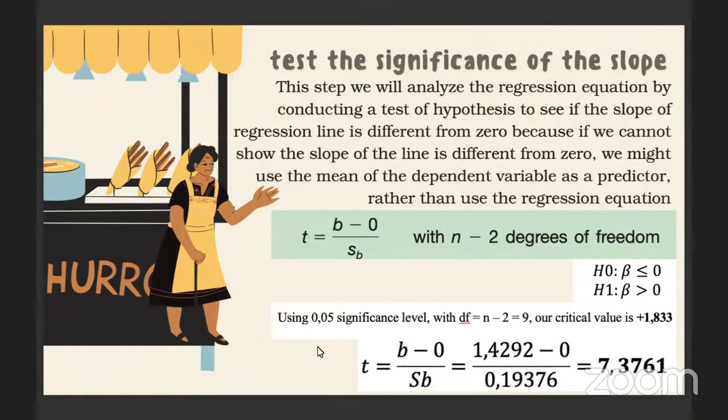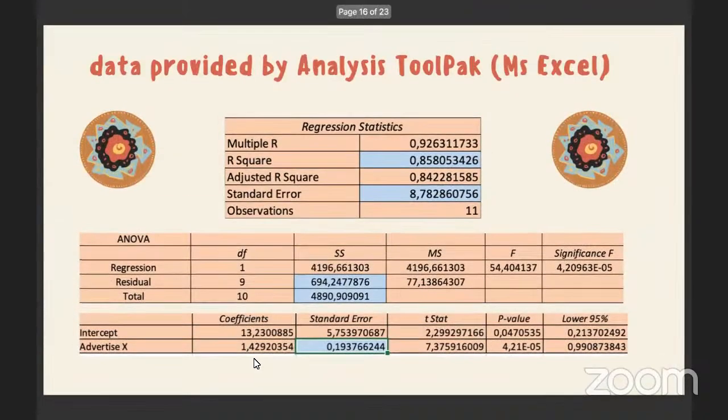Now we're gonna test the significance of the slope. In this step, we will analyze the regression equation by conducting a test of hypothesis to see if the slope of the regression line is different from 0. Because if we cannot show the slope of the line is different from 0, we might use the mean of the dependent variable as a predictor rather than use the regression equation. So the formula is t equals b minus 0 divided by the standard error of the slope estimated. It is the value that we got from the third table.